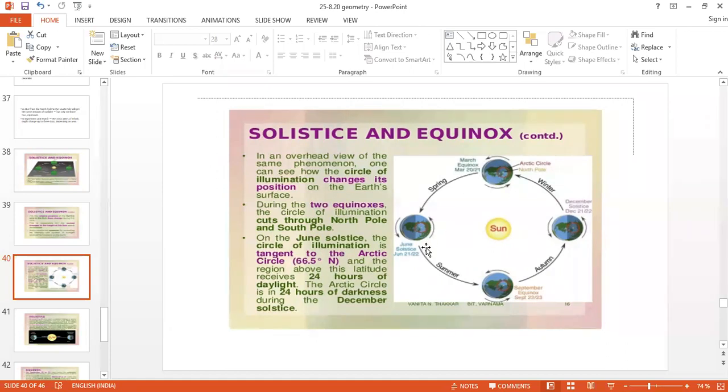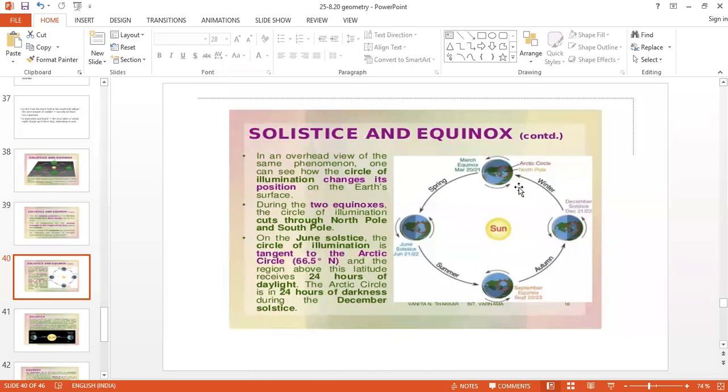March to June means the spring season, June to September means the summer season, September to December the autumn season, and December to March the winter season. So the circle of illumination changes its position on Earth's surface.